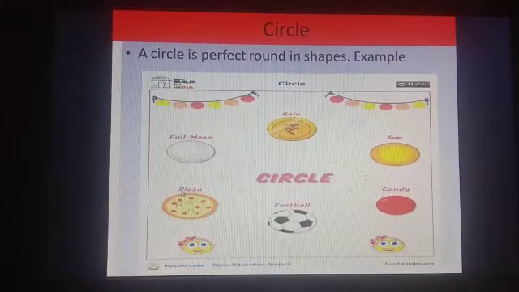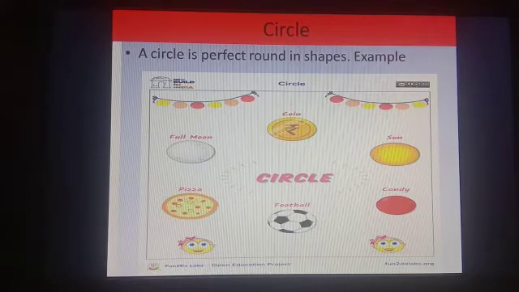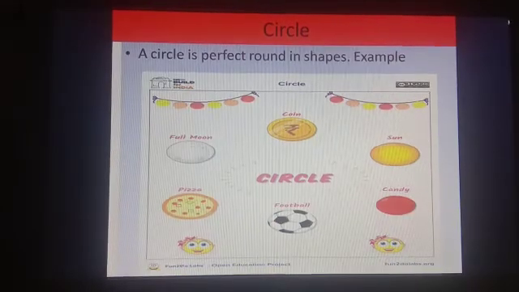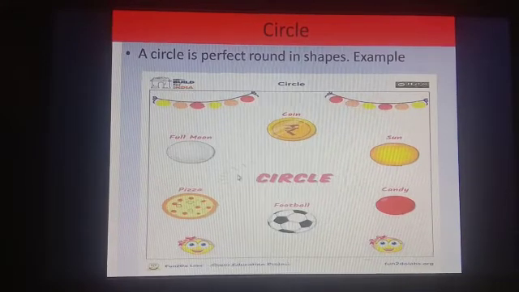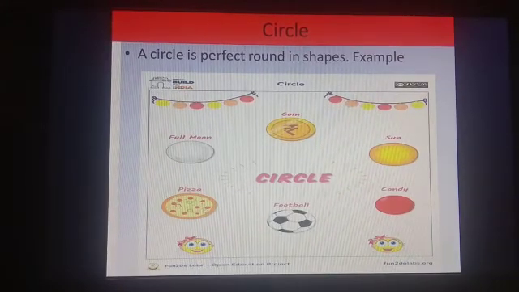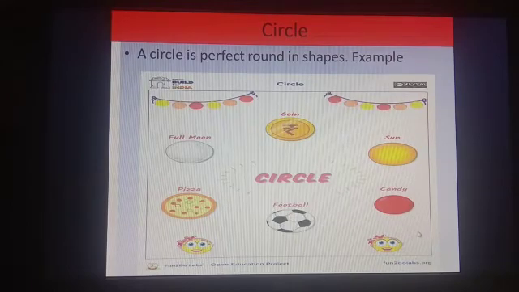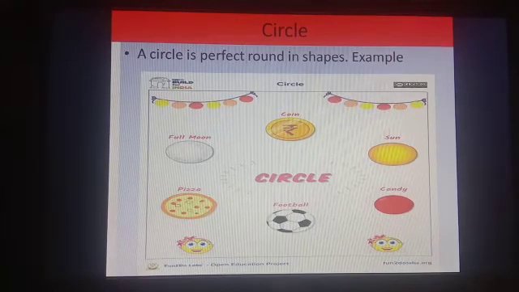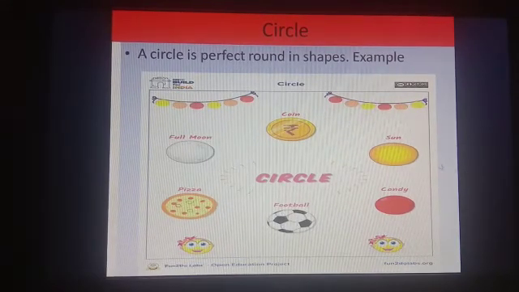Now in this chapter we will discuss circles. A circle is perfectly round in shape. Many examples of circles are available in your daily life. You can see the full moon, coins, sun, pizza, football, candy. They are all examples of circles.